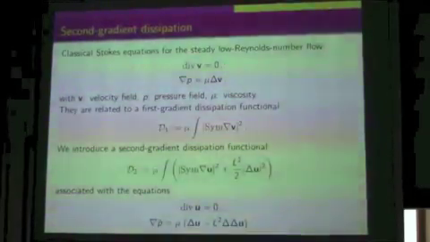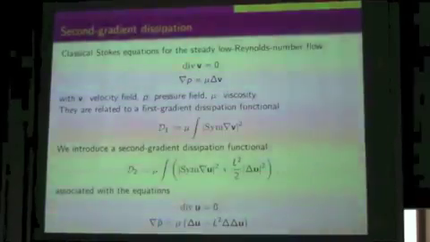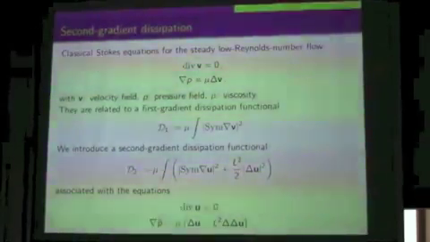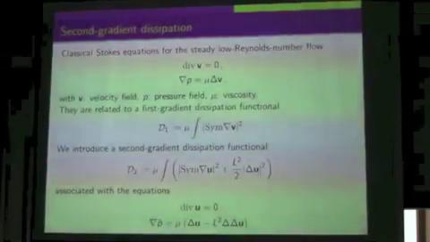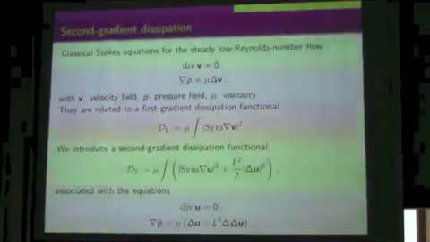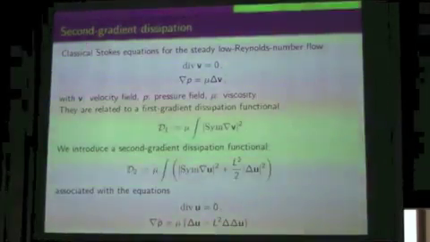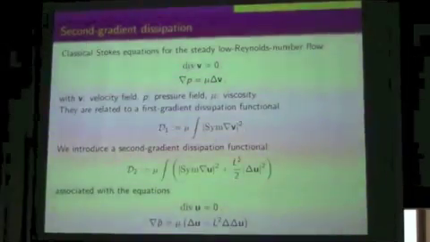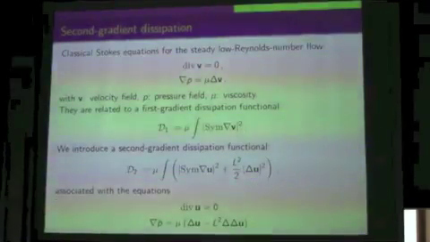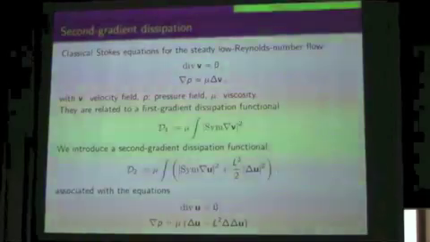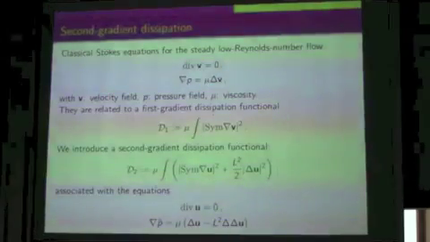So I introduce a second gradient dissipation functional, the simplest one that we can imagine. We add the L2 norm of the Laplacian of U, so we have second derivatives. And we also have to introduce a new parameter, capital L, which is there for dimensional reasons, but we will discuss its meaning. The new equations we get using this dissipation have an additional biharmonic term, the bi-Laplacian of U.